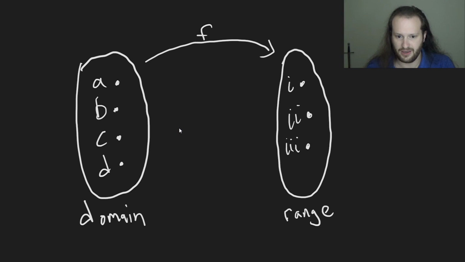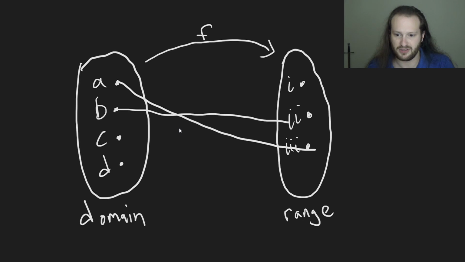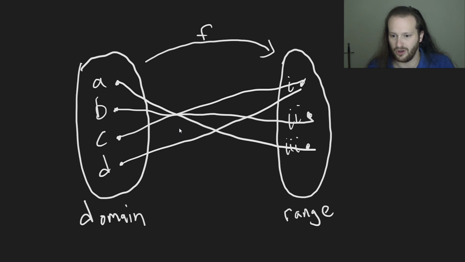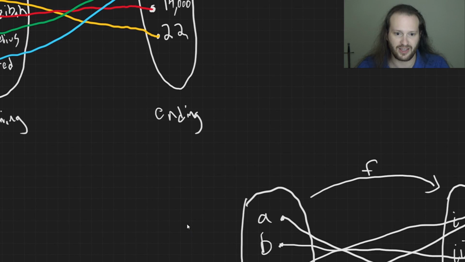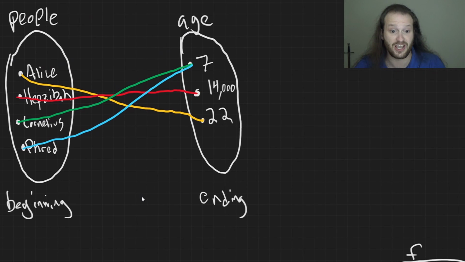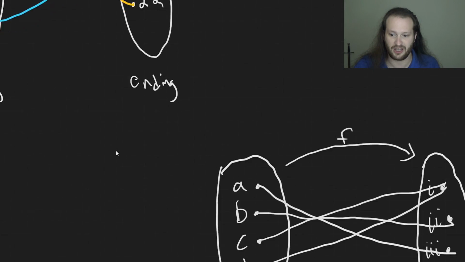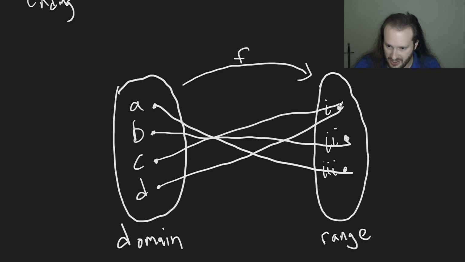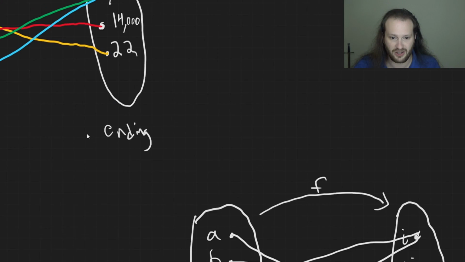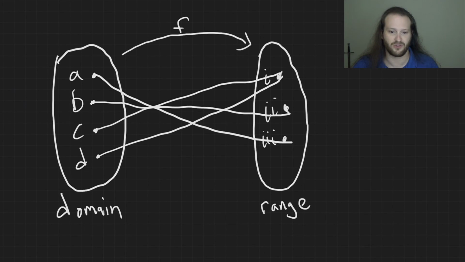So A gets mapped to 3, B gets mapped to 2, C gets mapped to 3, and 1, and D gets mapped to 1. Oh, hey, that's exactly the same relation that we had over here. Turns out I made a function here. This is a function because every one of the elements in the domain only has one arrow coming out of it. Only has one line coming out of it. As you can see, the number 7 here was hit multiple times. That's okay. That can still be a function.